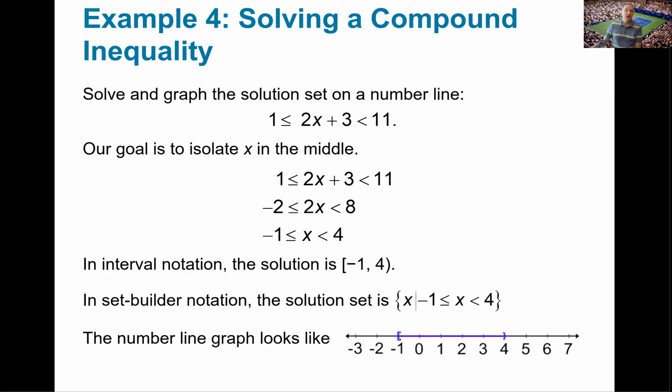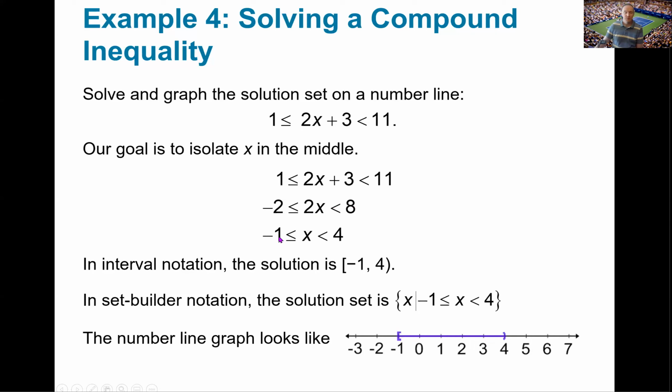So in this problem, I'm trying to solve for x. I subtract 3 everywhere to begin with. So that's what I did from here to here. In the middle, when I subtracted 3, it's just 2x. On the right-hand side, 11 minus 3 is 8. On the left, 1 minus 3 is negative 2. So now I have negative 2 is less than or equal to 2x, which is strictly less than 8. What do I do at that point? To get rid of the 2 coefficient, I'll divide by 2 in all 3 portions.